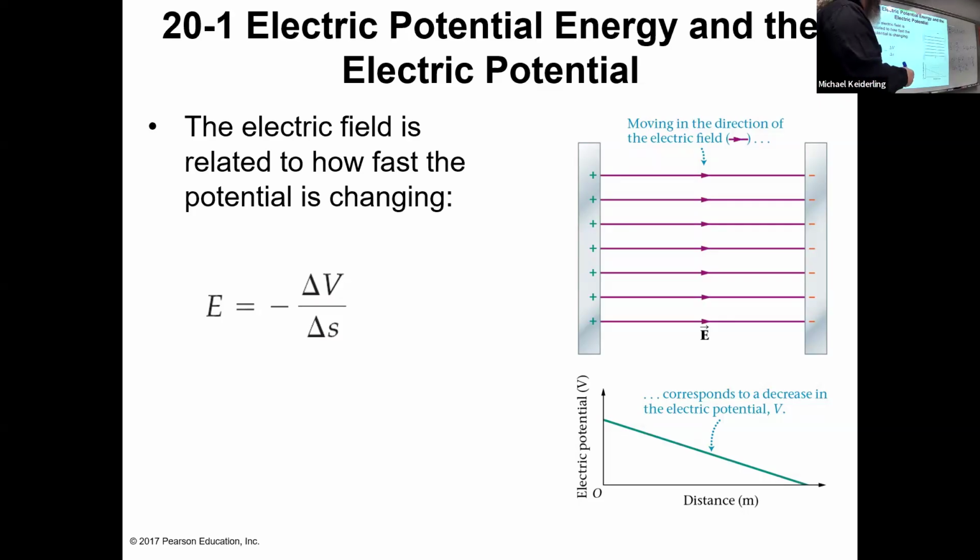So if you have something like this, a parallel plate capacitor, it has a constant electric field between the plates. That corresponds to a constant decrease in electric potential. It has a linear change in electric potential. So one side has a higher electric potential, the other side has a lower electric potential.